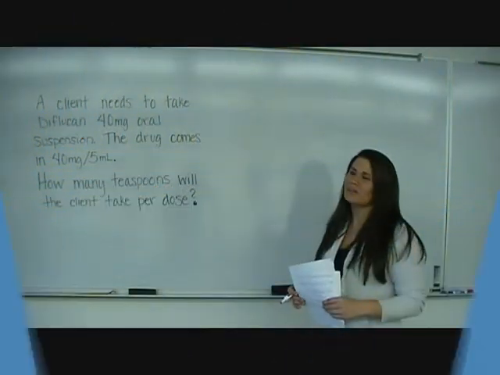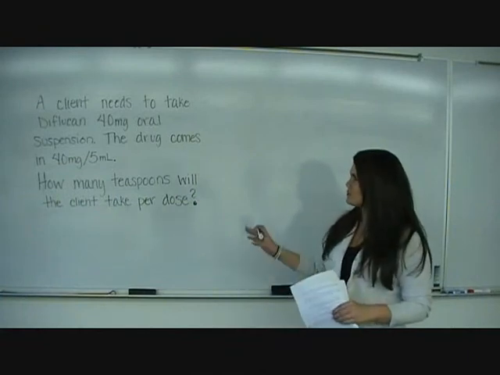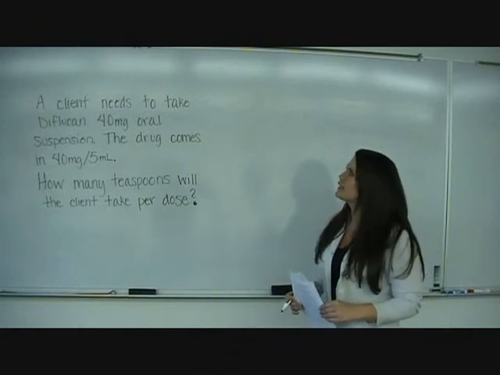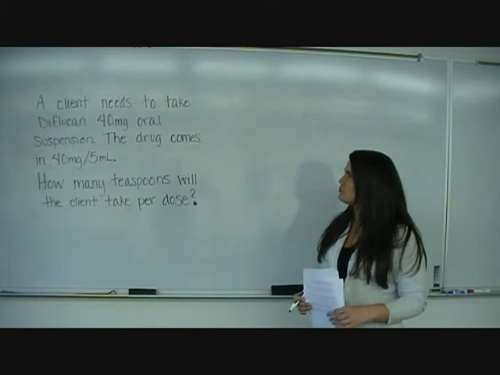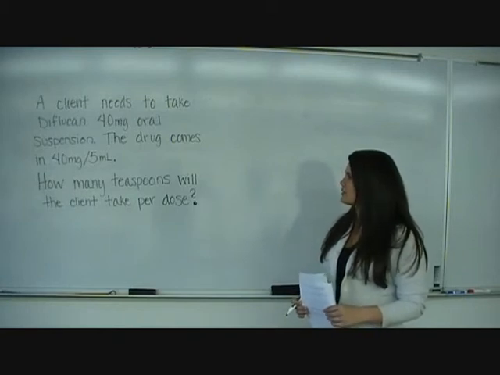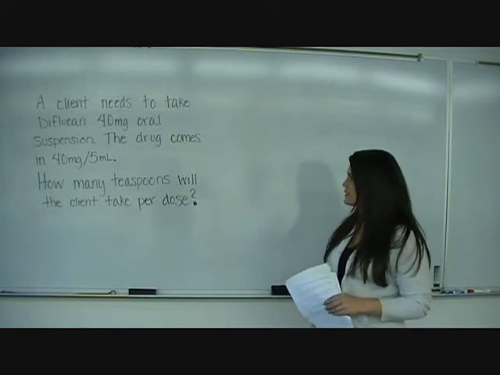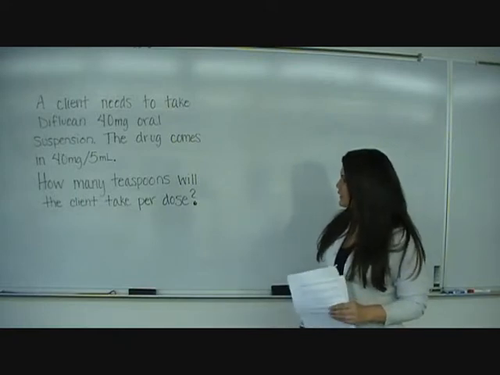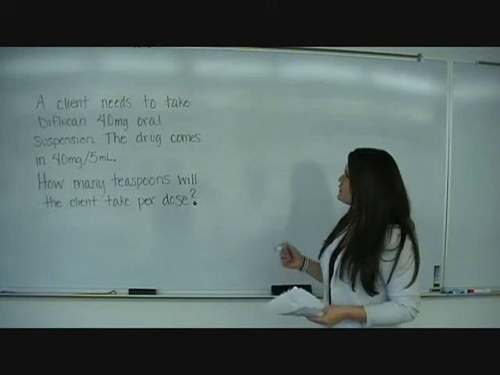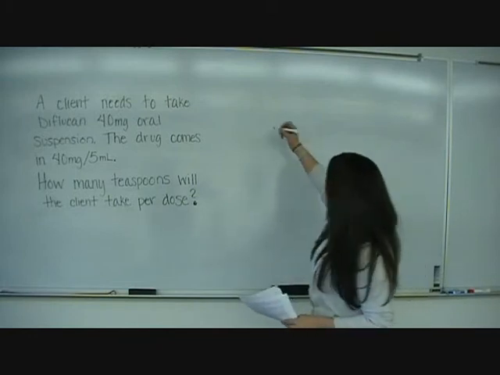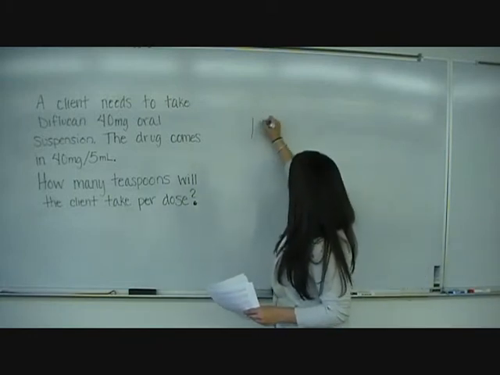Hi, my name is Nicole and I'm going to help you through this math problem. The question is, a client needs to take Diflucan, 40 milligrams oral suspension. The drug comes in 40 milligrams per 5 milliliters. How many teaspoons will the client take per dose? We'll start by gathering what we have and what we need.